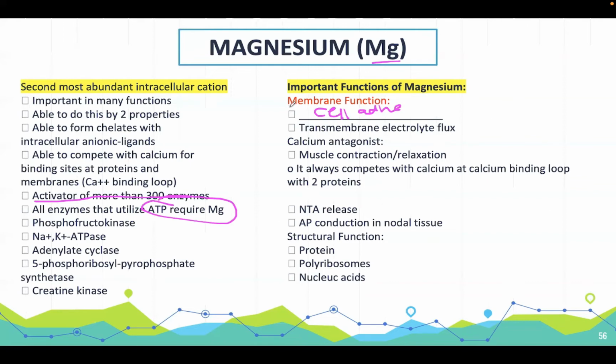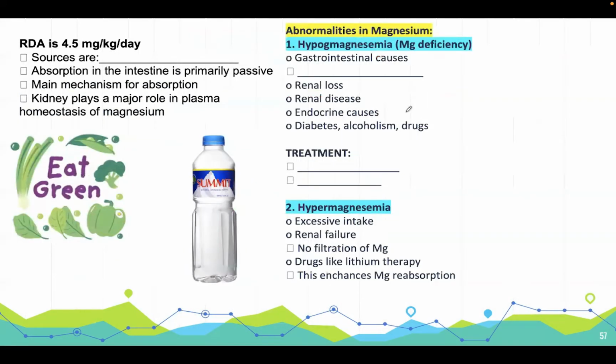Your magnesium serves as a calcium antagonist. This is mainly for muscle contraction or relaxation. Because our magnesium always competes with your calcium and calcium binding loop with proteins. So magnesium is an antagonist of your calcium. They fight, in layman's terms. Magnesium also has structural functions for proteins, polyribosomes, and your nucleic acids. The recommended dietary allowance for magnesium is around 4.5 per kilogram per day.